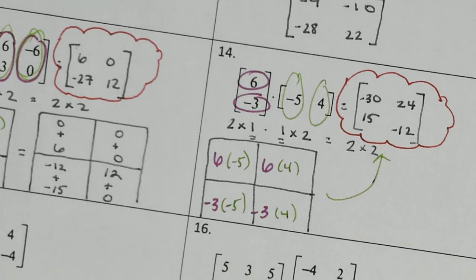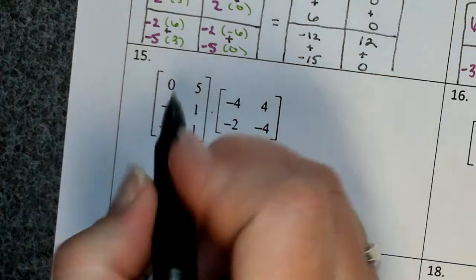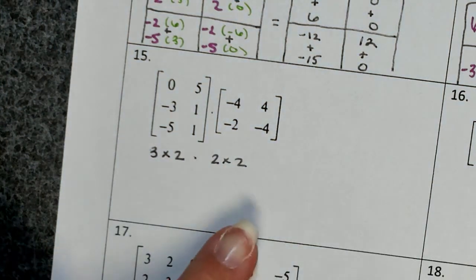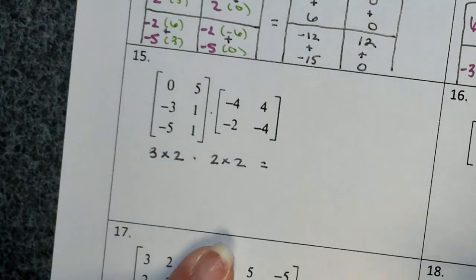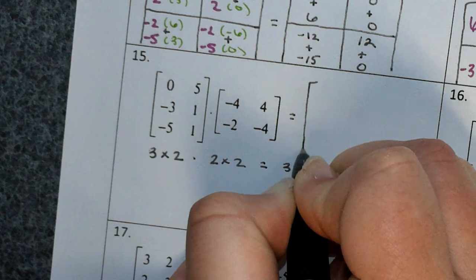Questions on that one? How do we feel about that one? 1 through 5, where are we at? Good. All right, we ready for 15? Number 3. What are my dimensions here in number 15? A 3 by 2 times a 2 by 2. Can I do that? And what is my answer going to be? A 3 by 2.